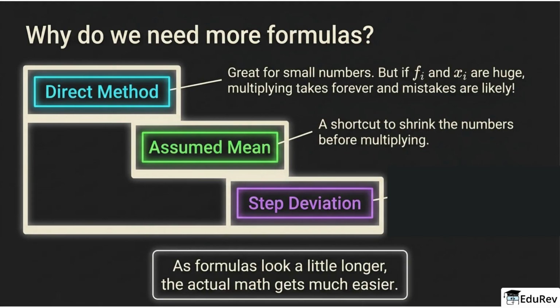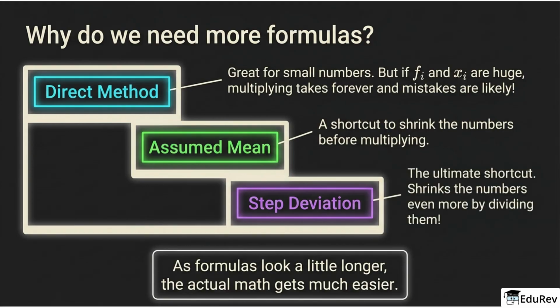The assumed mean is a shortcut used to shrink the numbers before multiplying. The step-deviation method is the ultimate shortcut, shrinking the numbers even more by dividing them. The golden rule here is that while these formulas look a little longer, the actual math you have to do gets much easier. Let's break down that first shortcut, the assumed mean method.